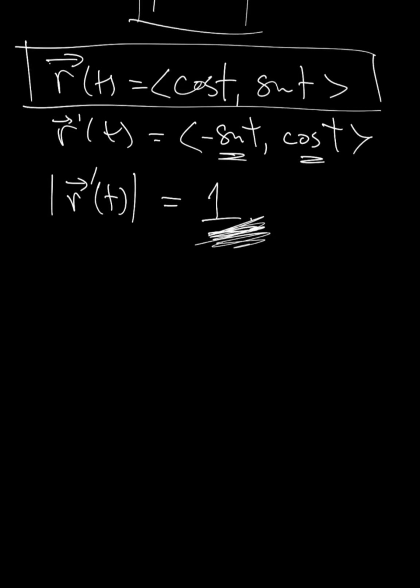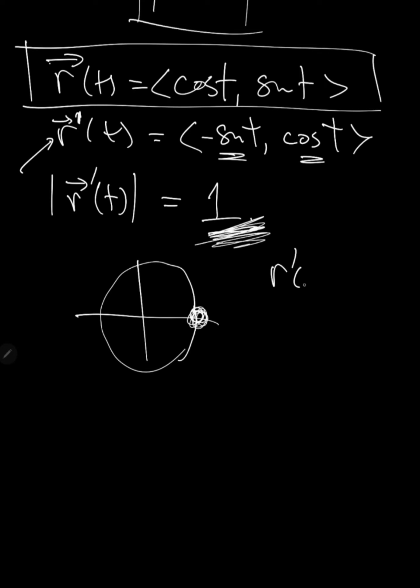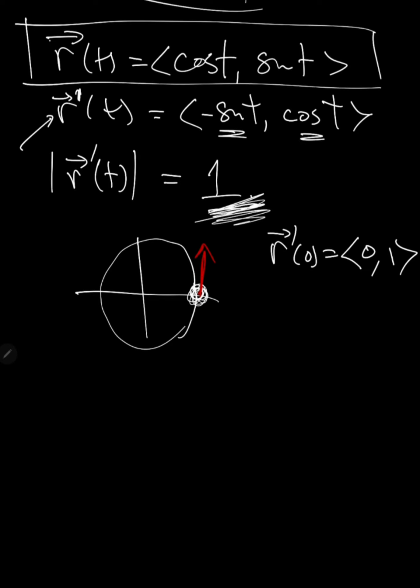So I promised that r prime is tangent to the circle. Is that actually true? Let's just check it for t equals 0. At t equals 0, my position is right there. Is r prime at 0 tangent to that? r prime of 0 is minus sine of 0, which is 0, and then cosine of 0, which is 1. So the tangent vector r prime at 0 is exactly that. It looks good, at least for that particular example.